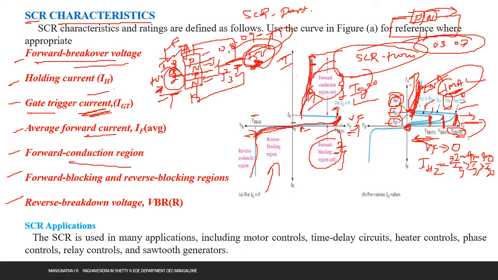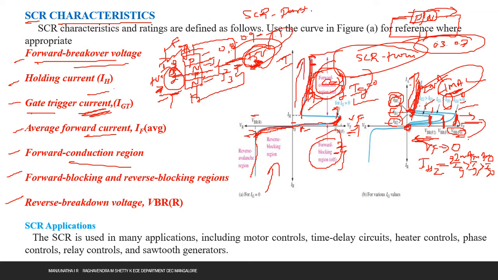forward conduction region. We are able to see here the forward conduction region. The definition for forward conduction region is that this region corresponds to the on condition of the SCR, where there is forward current from anode to cathode through a very low resistance. In conduction mode, SCR offers very low resistance. Okay, so that's why there is a very drastic change in the current.